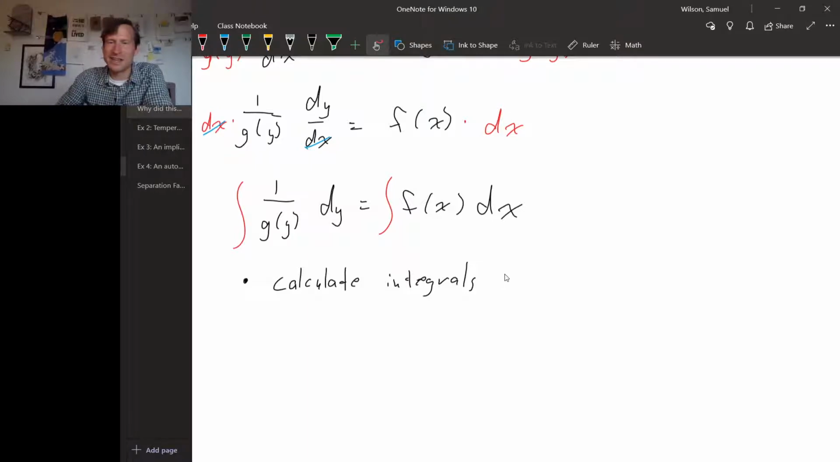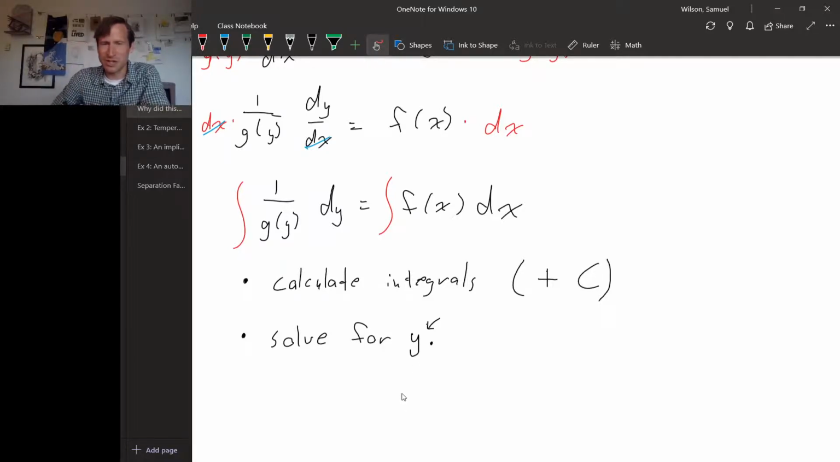And as we calculate the integrals, we need to remember to add our constant of integration somewhere when we do those integrals. And then once we've calculated the integrals, we'll have an equation with y in it, and we can just solve for y. If possible, if you aren't able to solve for y, you'll end up with an implicit solution. But if you can solve for y to get an explicit solution, then you should do that.